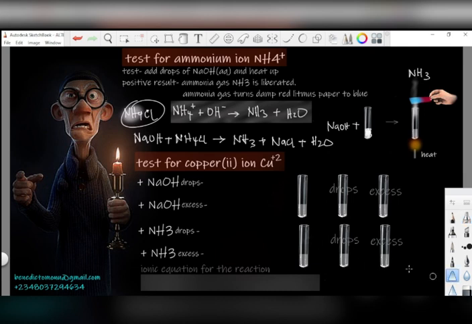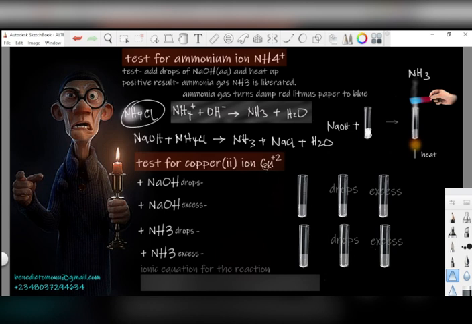What about the copper 2 ion? You do the same thing. You add sodium hydroxide to that sample. Drops of sodium hydroxide, excess sodium hydroxide, you add it to it. Drops of ammonia, excess ammonia. Now let's see what happens.